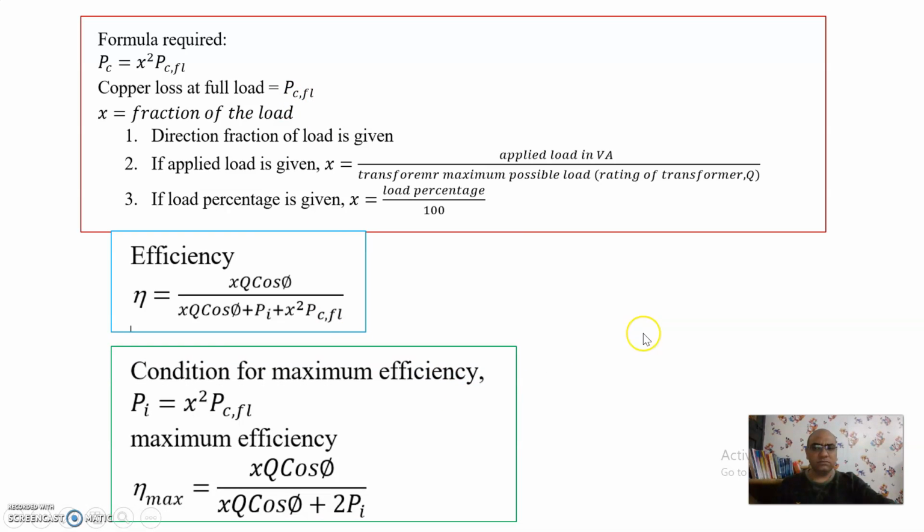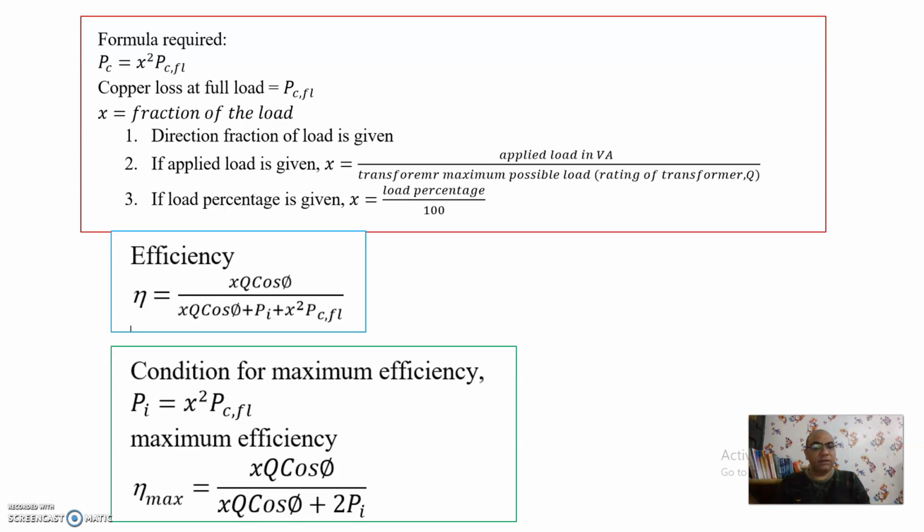Next, you see the efficiency of the transformer depends on this value of x. If we change the load on the transformer, the efficiency will change. But there will be a certain point at which we will get the maximum efficiency from this transformer. So first we have to calculate the value of x. As I told you, the value of x may be like we are connecting 20% load, 30% load, 50%, 60%, 70% and so on.